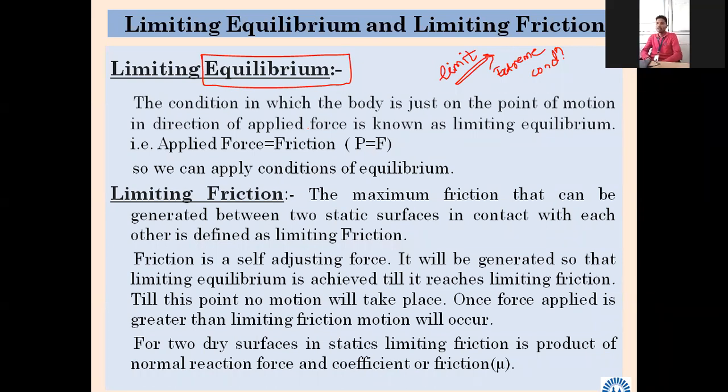Why is it happening? Though a number of forces are acting on a body, it is at rest. Why is it happening? We have discussed this a lot of times. Why does it happen? Equal and opposite forces resist each other. The resultant of the forces is zero.